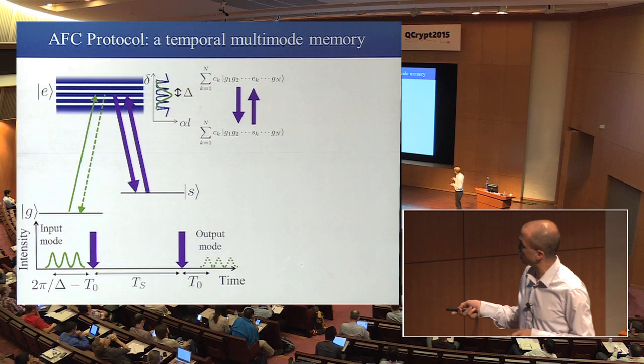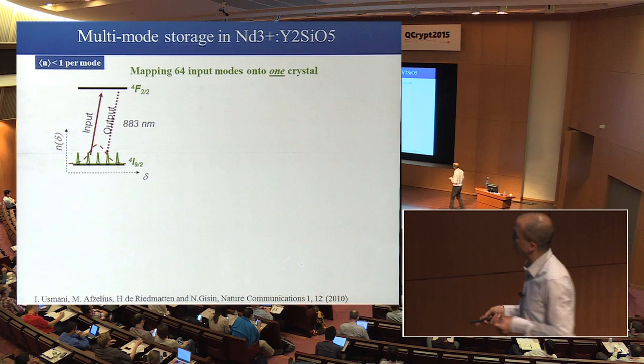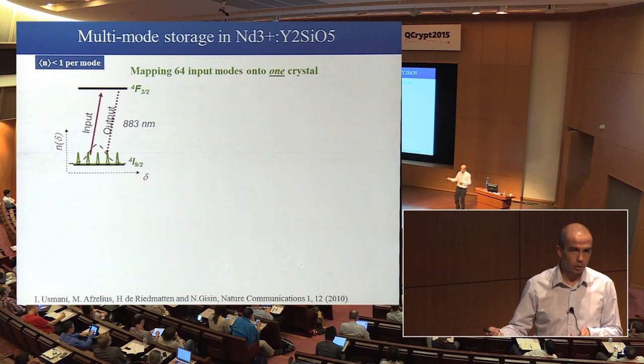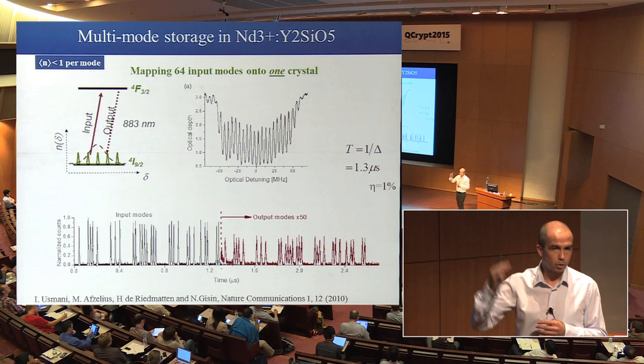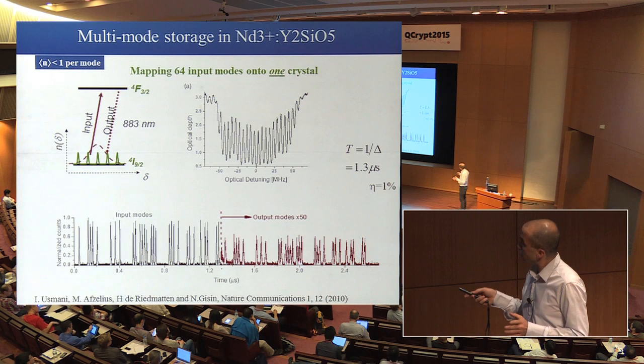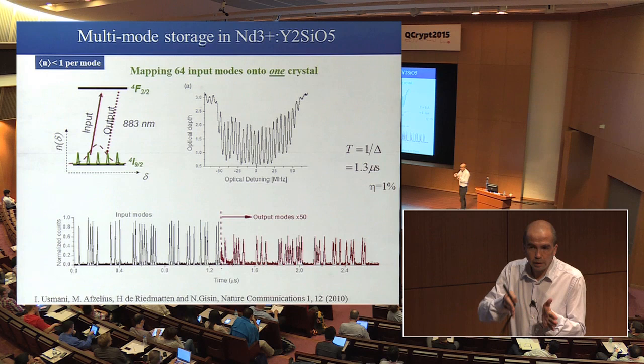So this is one example that we did in Geneva some years ago, where we could store up to 64 temporal modes in a neodymium-doped crystal. This was done in the excited state of the crystal. In the excited state, it's actually easier, because if you want to have more peaks in the comb, you can just add more.